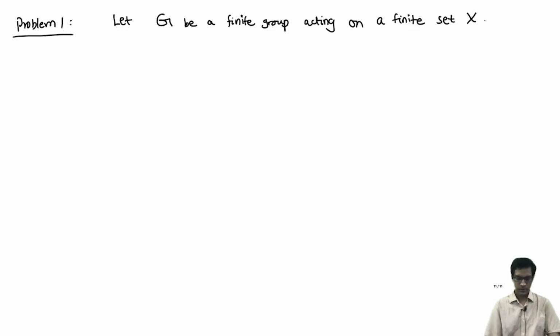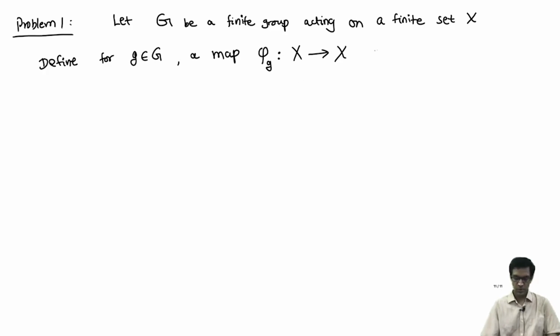Let's define the following map. Define, for g in G, a map phi sub g, which is a map from X to X, via the following definition. Phi g, when evaluated on the element x, is just the action of g on x. This is for all x in X. So we define a map like this.